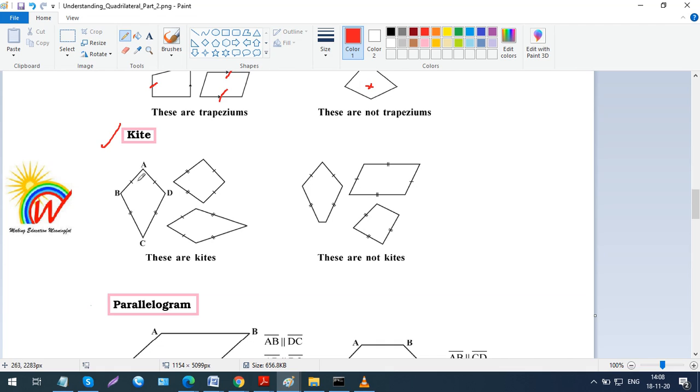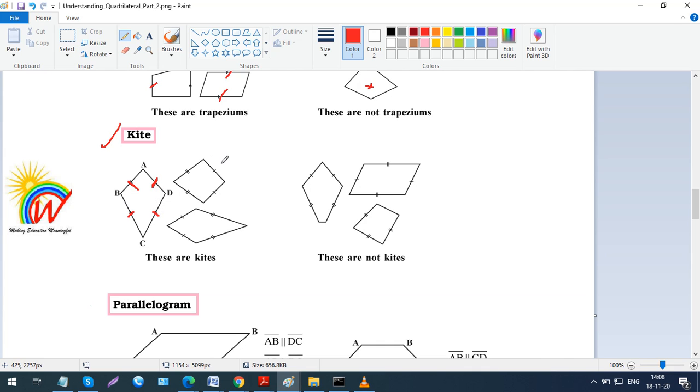Okay, so in a kite, two of the adjacent sides, meaning the next-to-next touching sides, are equal, and the other two are equal to each other, but all four are not equal to each other. And none of them are parallel. See here, AB and AD are equal, and BC and CD are equal separately. So this is a case of a kite.